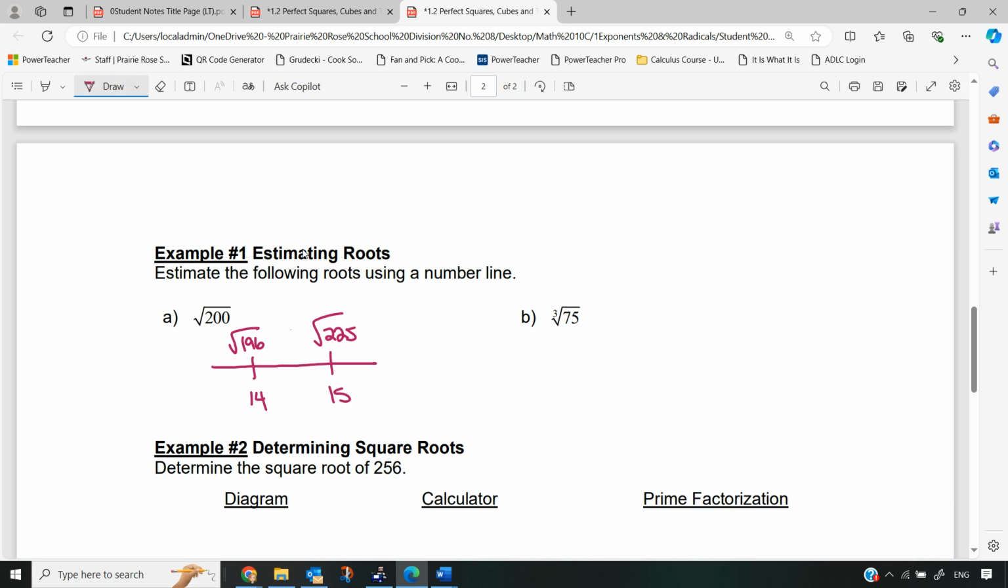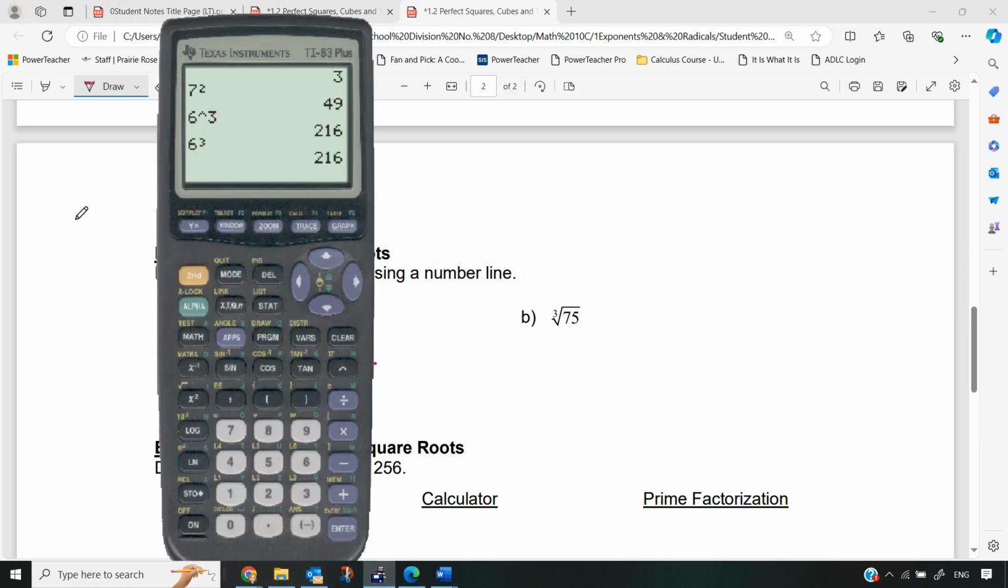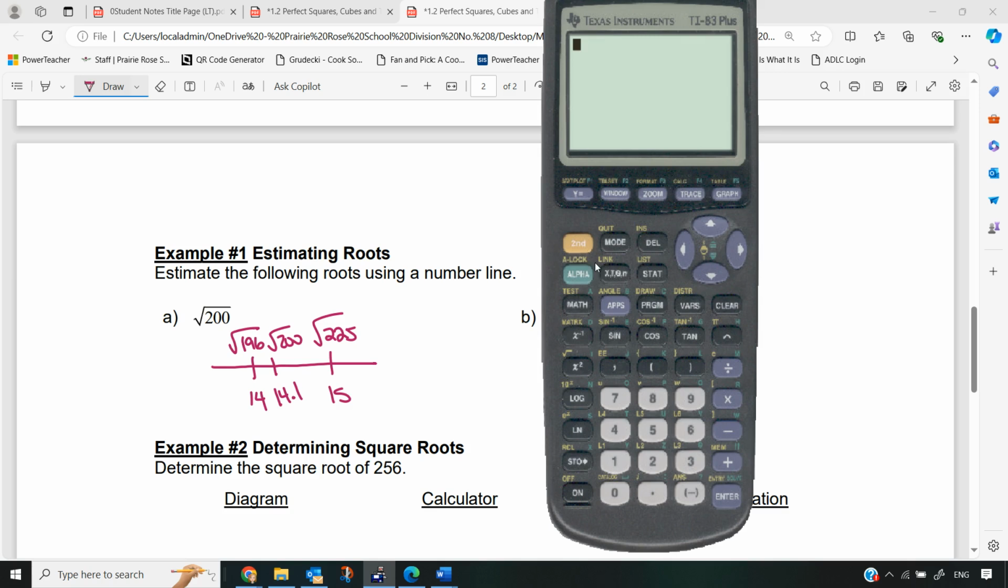So I need to figure out, where does 200 fall? Well, 200 is definitely going to be a little closer to 196, so I might write root 200 about here. And then looking at my scale, I might estimate that root 200 is about 14.1, maybe 14.2. I can check that with my calculator. On my calculator, I can do second function square root, type in 200, and it tells me that the square root is 14.14. So 14.1 is a pretty good estimate. I would think that if you had 14.2, that would still be very realistic.